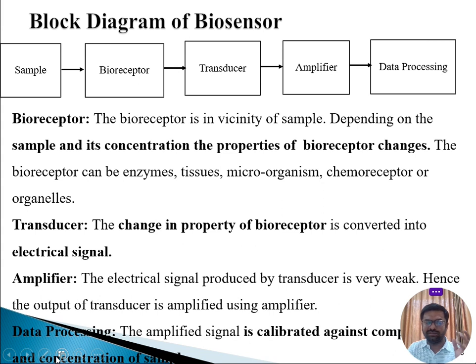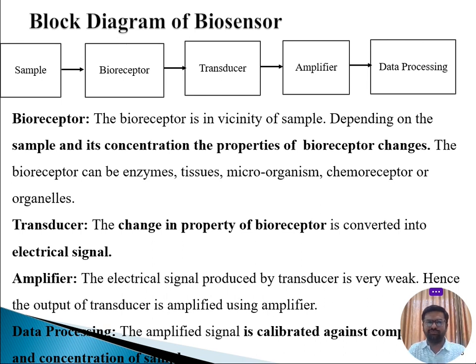In this data presentation we calibrate the signal before we present it, in a display or some other form like print. We calibrate with respect to the composition and the concentration of the sample, that is, what type of sample it is and what its concentration is. Based on that we do the calibration. The calibrated data is presented in the form of a display or a print. This is how the block diagram of a biosensor works.